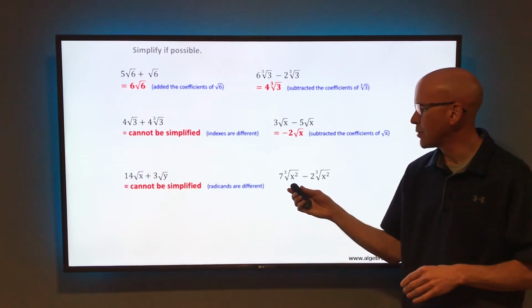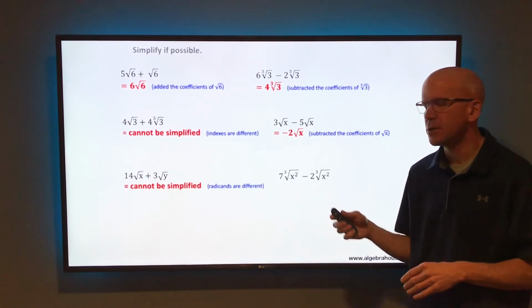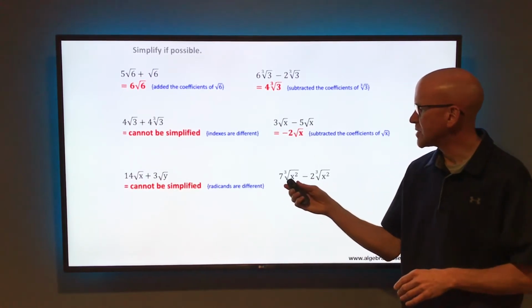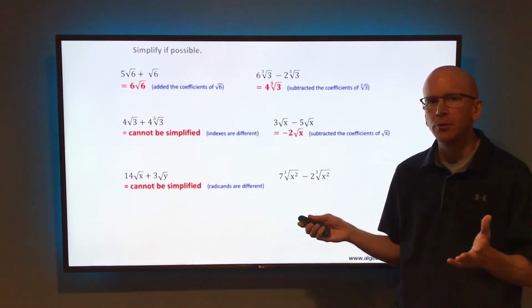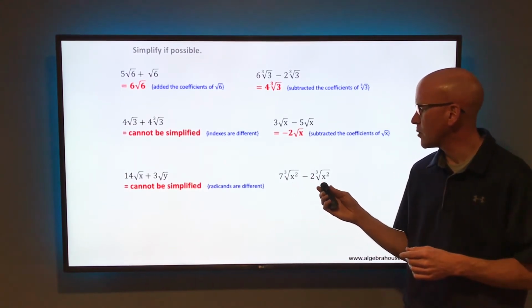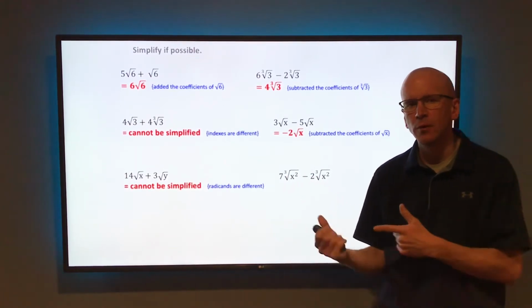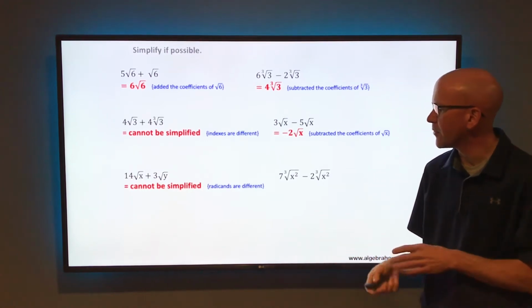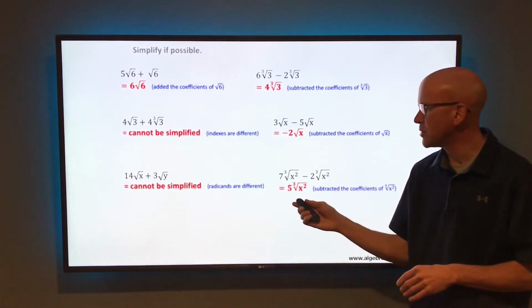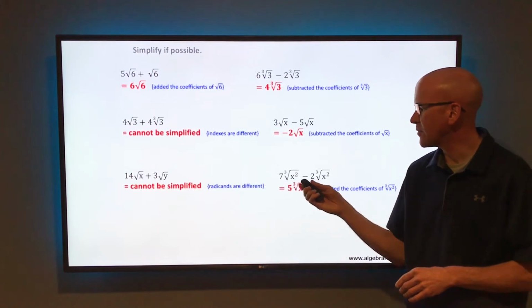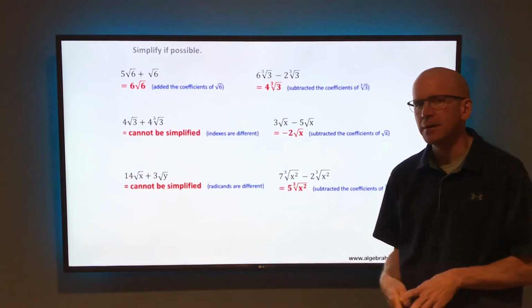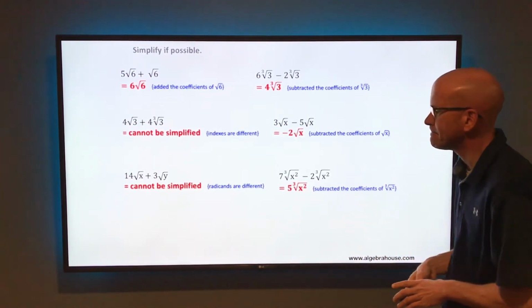7 times the cube root of x squared minus 2 times the cube root of x squared. You have the same root. The root is both cube root. And you have the same thing under the radical sign, both x squared. So that can be simplified. It's going to be 5 times the cube root of x squared. Just take 7 minus 2, which is 5, and still times the cube root of x squared.